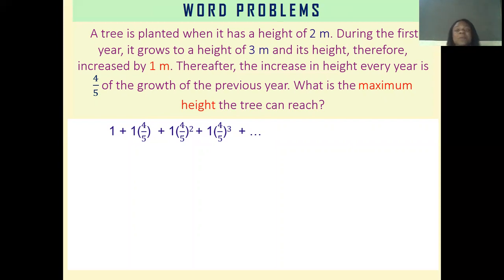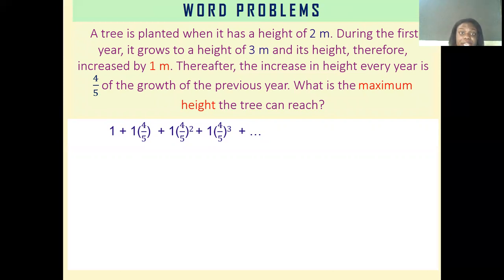Now, since the question says maximum height the tree can reach, we cannot just say the sum of maybe 5 terms or 6 terms. We have to sum the terms up to infinity, since we are looking for the maximum height. So in essence, we're looking for the sum to infinity. If you can understand what the word problem is asking you to find, that's the bulk of the work.